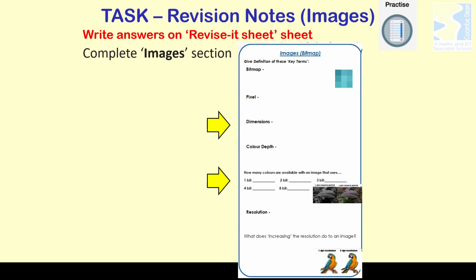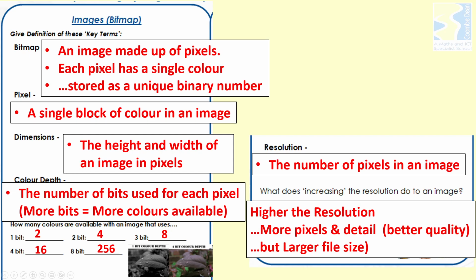Okay, time to check your answers. So here we are. Bitmap, an image made up of pixels. Each pixel has a single colour, which is stored as a unique binary value. This question here could easily come up in the exam if you're asked what a bitmap image is or how an image is stored. Pixel is a single block of colour in an image.